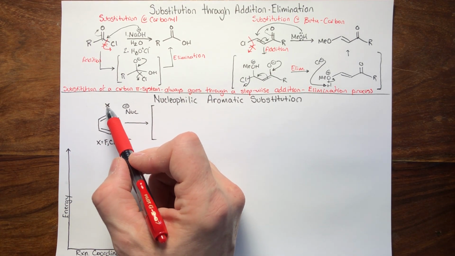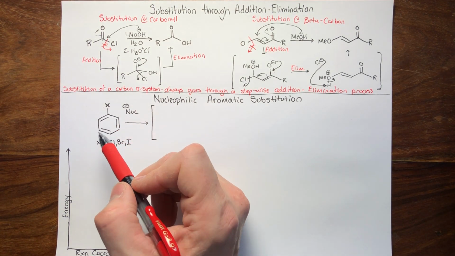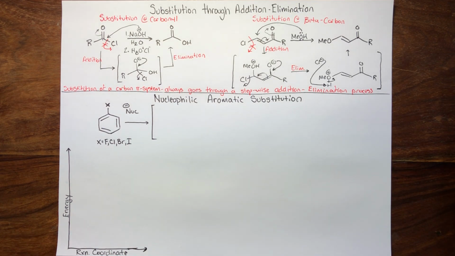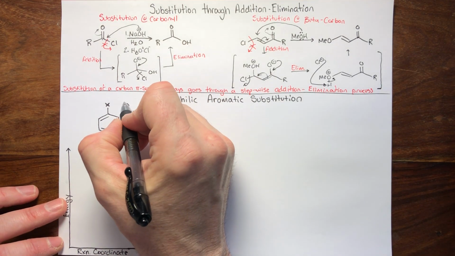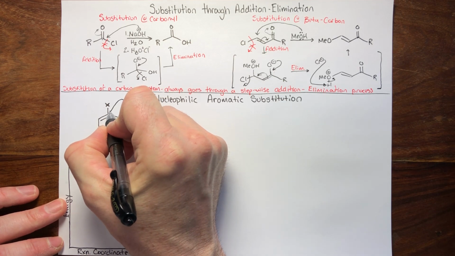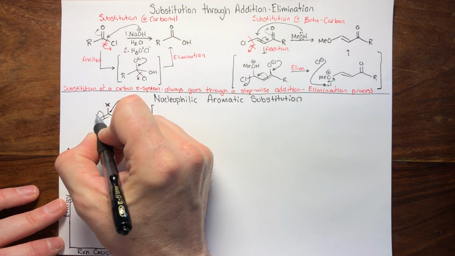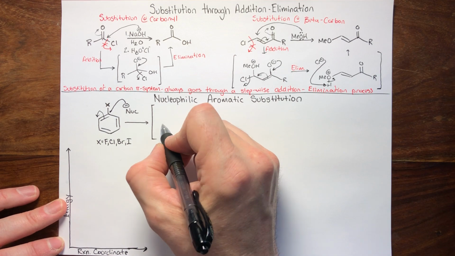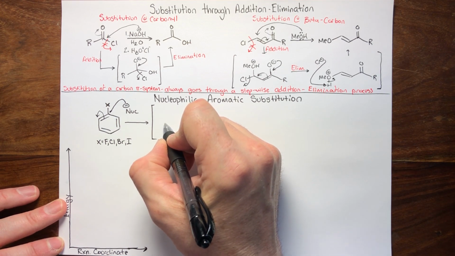So we have our leaving group X attached to a carbon that is part of a pi bond. So in nucleophilic aromatic substitution, what occurs is the nucleophile adds to that carbon with the leaving group on it, and we form an anionic intermediate.